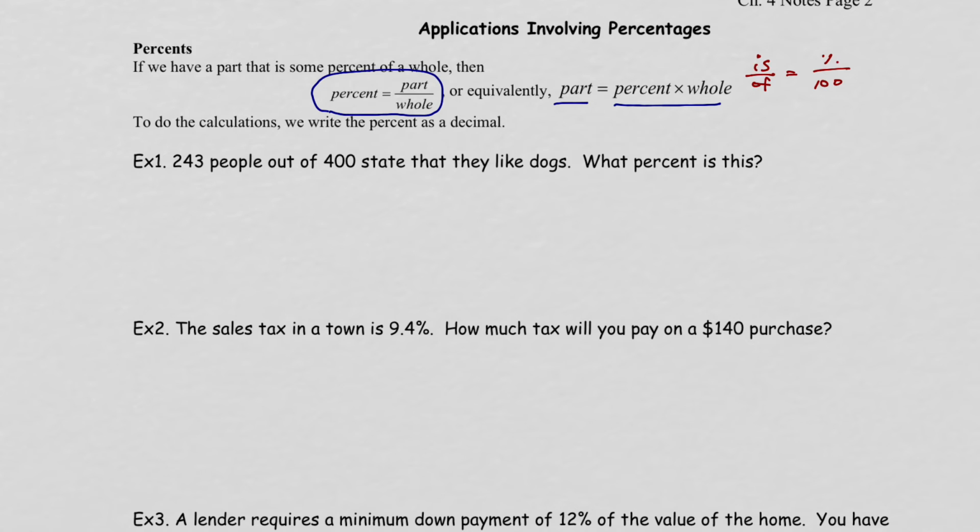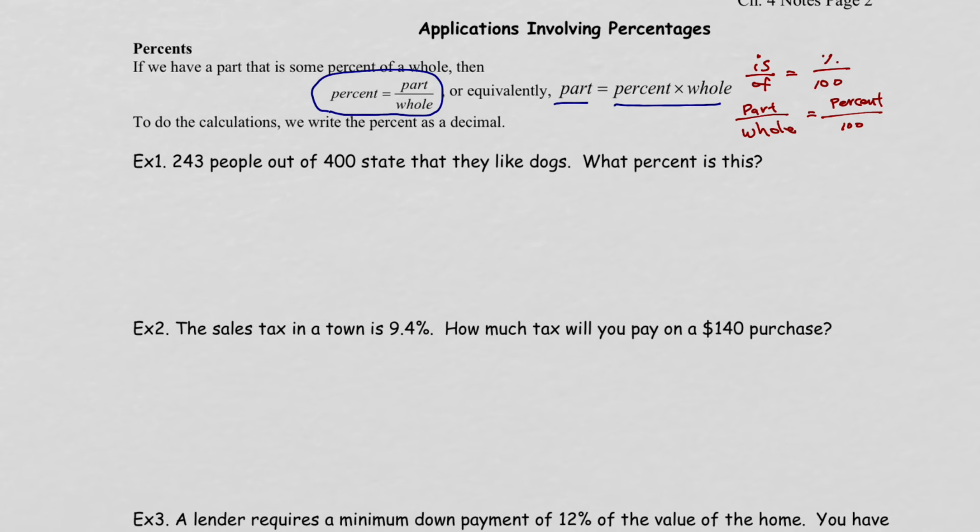Another formula that I like to use frequently is is over of equals percent over 100. Or you will say part over whole equals percent over 100, right? And I'm going to show you where and how I'm going to use these formulas with the examples here.